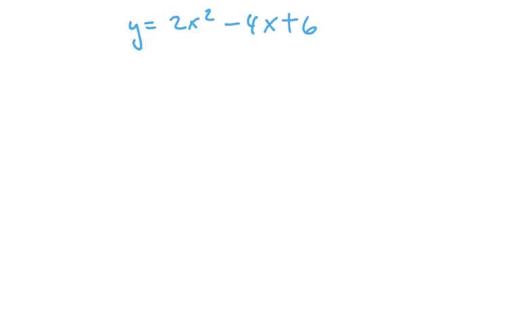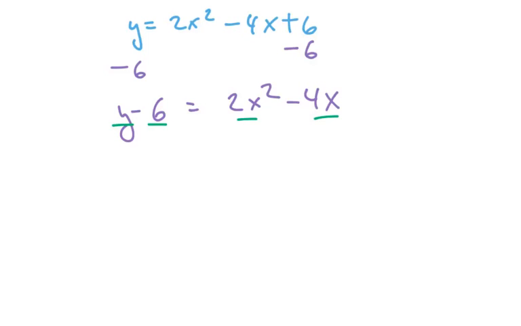And what we said is when we want to convert it into vertex form in order to sketch it, what we want to do first is subtract 6 from both sides. So y minus 6 equals 2x squared minus 4x. Now what I want to do is complete the square. But to complete the square, the leading coefficient in front of x squared has to be 1. So I'm going to take each of these terms and divide each of them by 2.